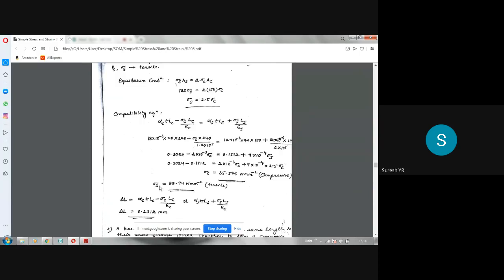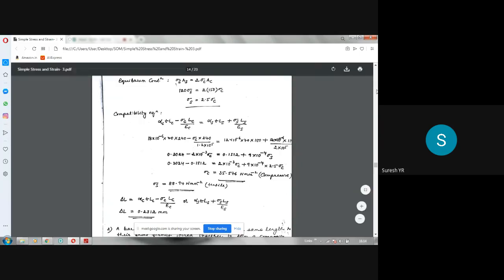Then since he has asked for the deformation of the compound bar also, we have to find delta L, either by using the copper equation or the steel equation. You should get the same answer. So whether you use this or this, you will get the same answer, 0.2312 mm. So this is what I wanted to explain to you today.